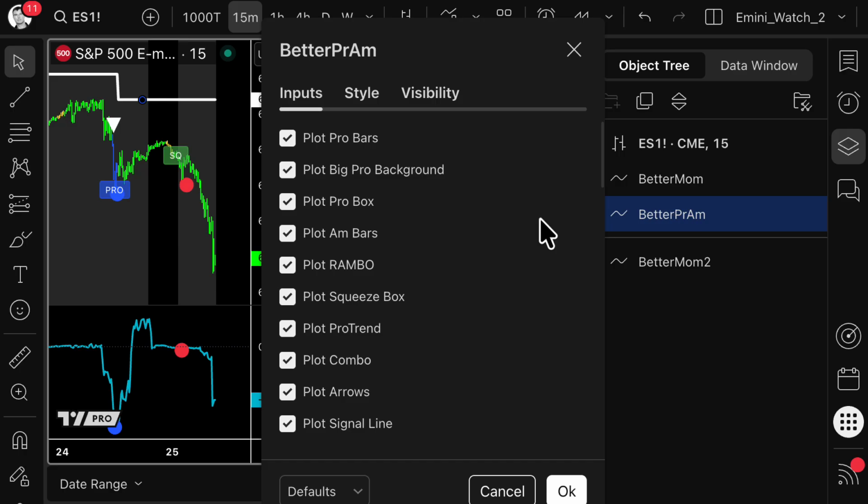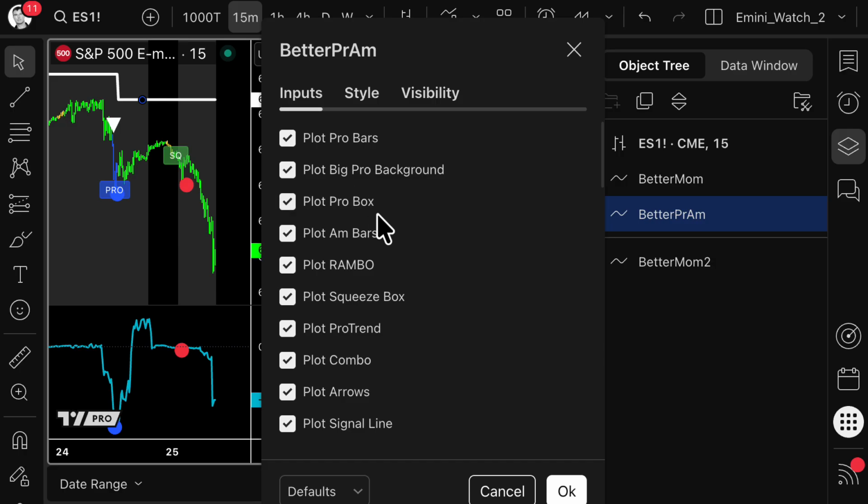It shows me what the professionals are doing and where they're active. And so the indicator has a lot of inbuilt components. We've got the professional bars and big professional bars. So when the background is in blue and the bars are blue, that's particularly high average trade size and super important.